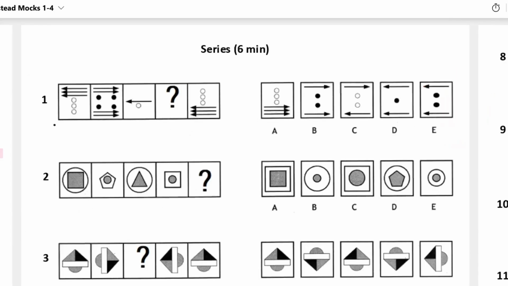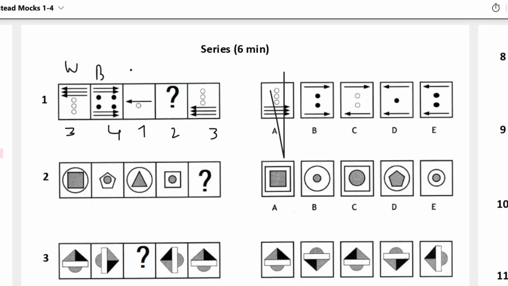It seems to be going in an order that goes up and then back from the beginning. So 3, 4, start from 1 again. Then we have 1, 2, 3. So if we need to have 2, we can cross these out. We are going to go white, black, white, black. So we need to have black dots. We can cross out C.